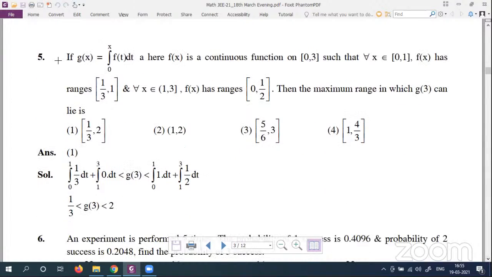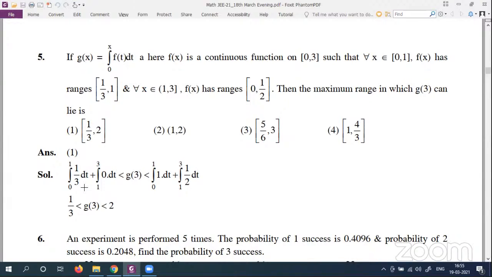So this one, g of x is given as the integral from 0 to x of f of t dt. Now here f of x is a given continuous function on 0 to 3, such that for all x belonging to the closed interval 0, 1, f of x has range. So the domain is 0, 1 and the range is 1 by 3, 1. And when x lies between 1 and 3, the range is from 0 to half. Now, we need to find the maximum range in which g of 3 lies.